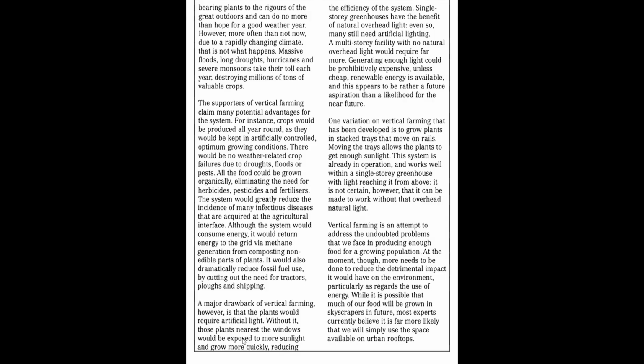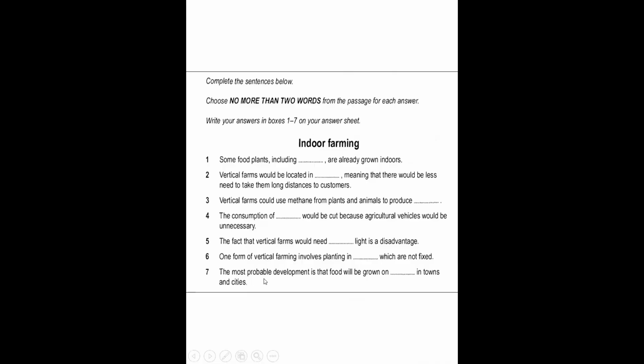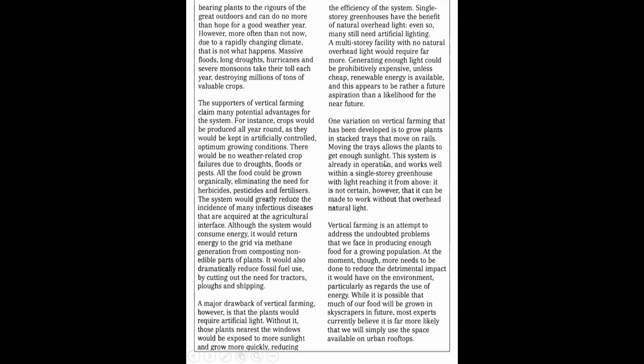And coming to the last one, the most probable development is that food will be grown on dash in towns and cities. Our keyword can be towns, cities, or even grown on. Grown on is the preposition. After the preposition, there's a blank. There's a high chance the answer will be a name of a surface, right? So the most probable development is that food will be grown on something. Let's go. And here, grown on, that information is not here. Then the answer will be in the last paragraph.